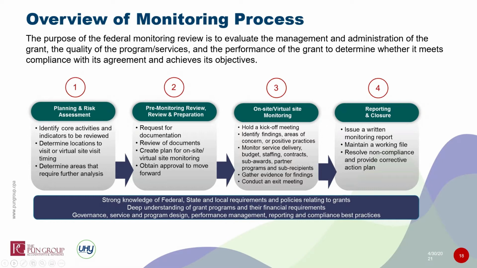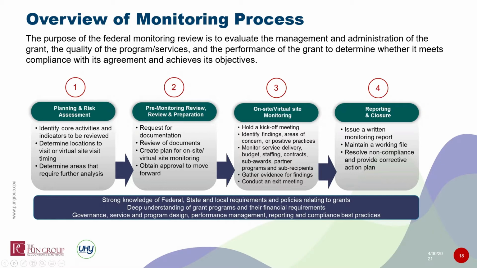We would determine subrecipient locations or vendors that we would like to visit, or whether or not we're going to do a virtual site visit and do everything online, and look at any other areas of risk that might need further analysis. In step 2 or phase 2, that's where we do our request for documentation. We review those documents, we visit the sites, and we obtain the approval to move forward with that site monitoring with the pass-through agency.